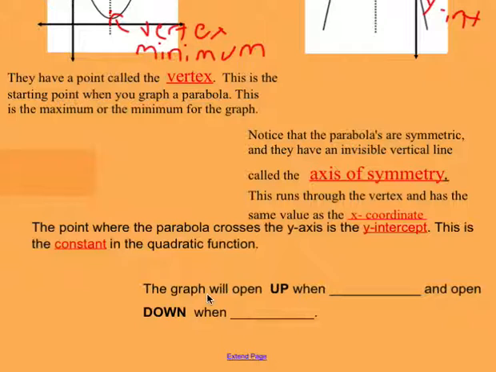Lastly, let's take a look at this last part. The graph will open up. So that's like this first one right here. Okay, the graph will open up when your a coefficient, that coefficient with the squared term, is greater than 0. And it will open down when that a coefficient is less than 0. So think of it this way. If your a is positive, you're a happy person, you're going to be upbeat. It's going to look like a smile. If you're a negative person, you're going to be kind of down, and it's going to look like a frowny face. So that's a way you can tell whether it should open up or down.